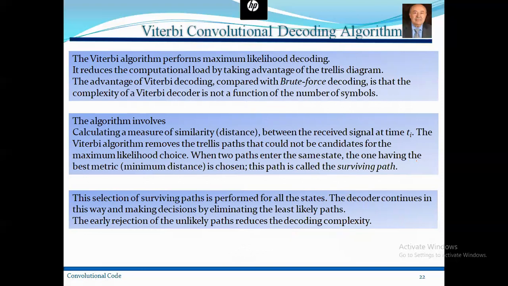In Viterbi decoding, we also use the maximum likelihood decoding, and as I said earlier, we are choosing the best surviving paths in the sequence instead of focusing on all the paths. In this way, we reduce the complexity of the decoder and also reduce the memory required by the decoder.